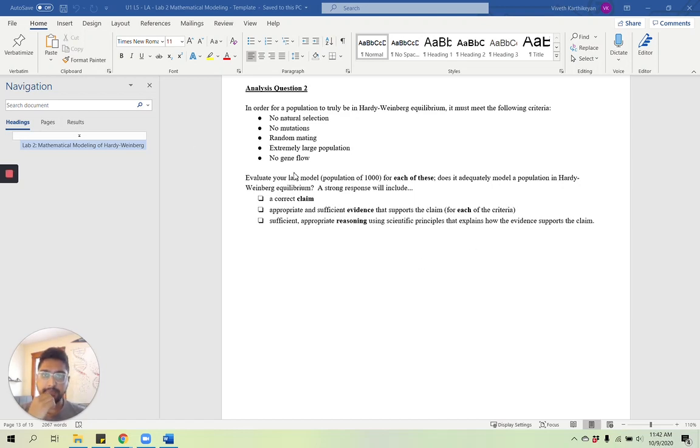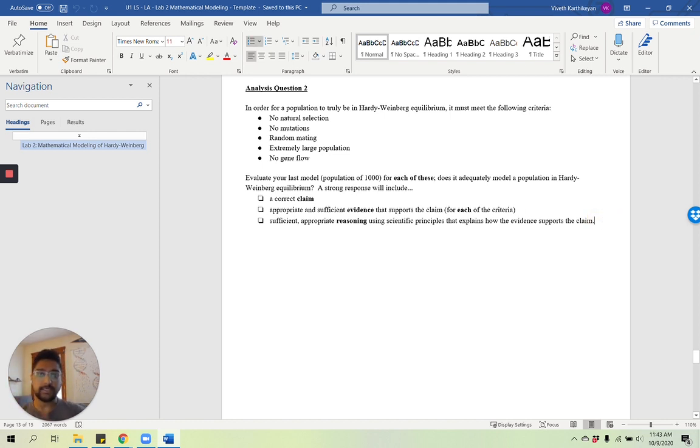So a few people had questions about analysis question 2. Analysis question 2 asks you, in order for a population to be in Hardy-Weinberg equilibrium, it has to meet the following criteria. So we know it has to meet all 5 of these things. It's got to be no natural selection, no mutation, et cetera, et cetera. So how can we prove this is true of our last model, our population of 1,000?